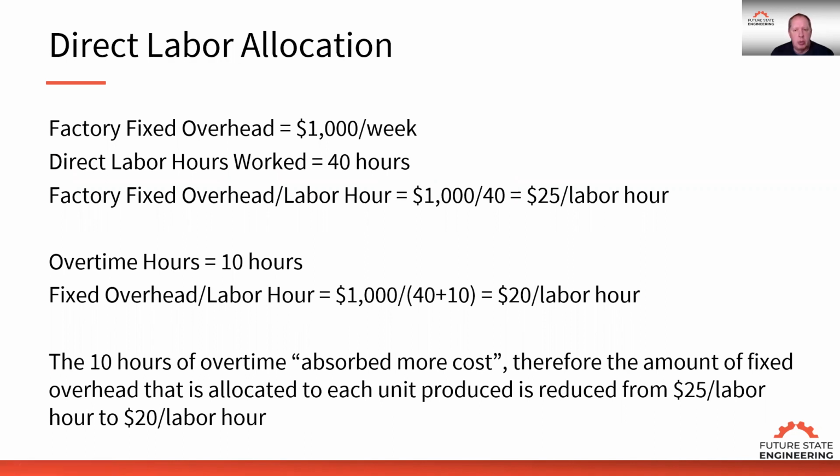So let's take an example to explain this week's scenario. If I have fixed factory overhead of $1,000 a week, my direct labor hours worked is 40 hours. My fixed factory overhead per labor hour then is I take the $1,000 divided by the 40 hours worked and I get an overhead of $25 per hour. Now, if I work overtime of 10 hours, my factory direct overhead doesn't change. It's still $1,000, but I've added 10 hours of labor. So now my fixed overhead per direct labor hour goes to $20 because I've added more to the denominator and made it 50. The 10 hours of overtime absorb more cost. Therefore, the fixed overhead that is allocated to each unit produced is reduced from $25 to $20. So in this case, when we allocate the overhead, the amount of cost that we allocate goes down.